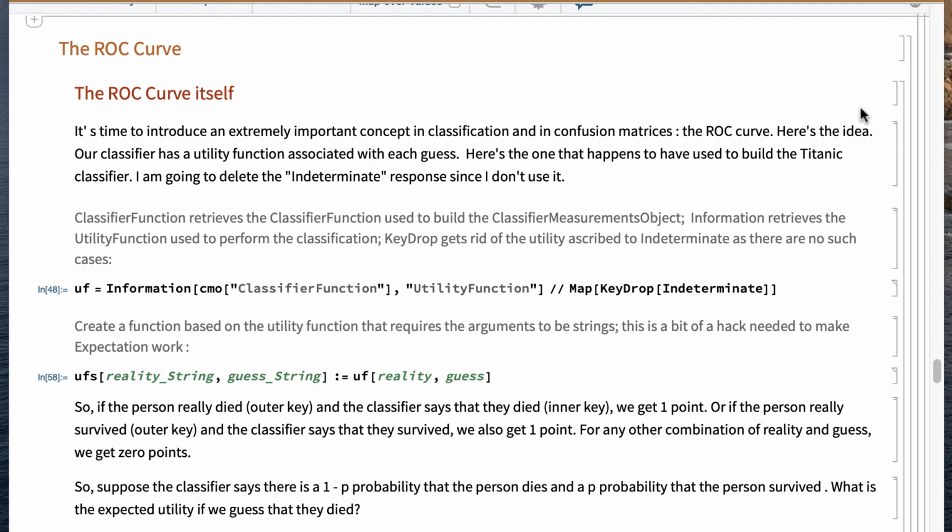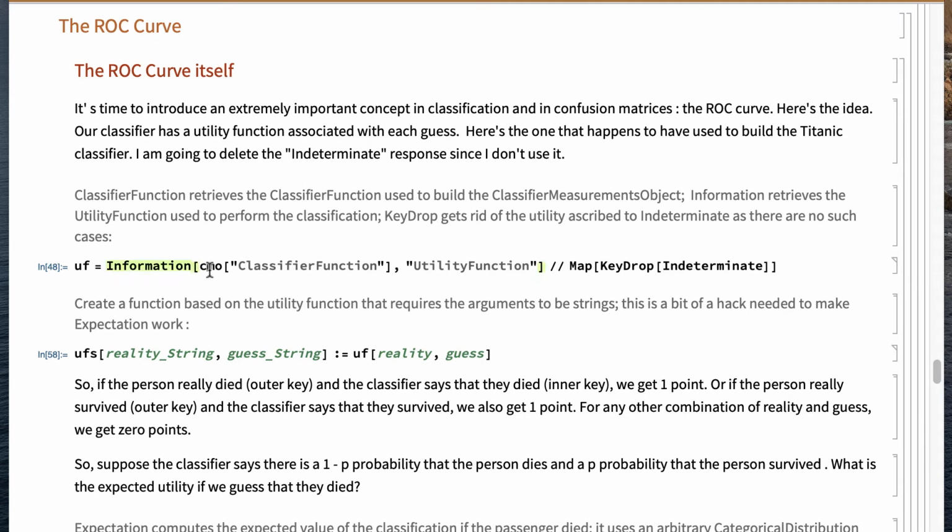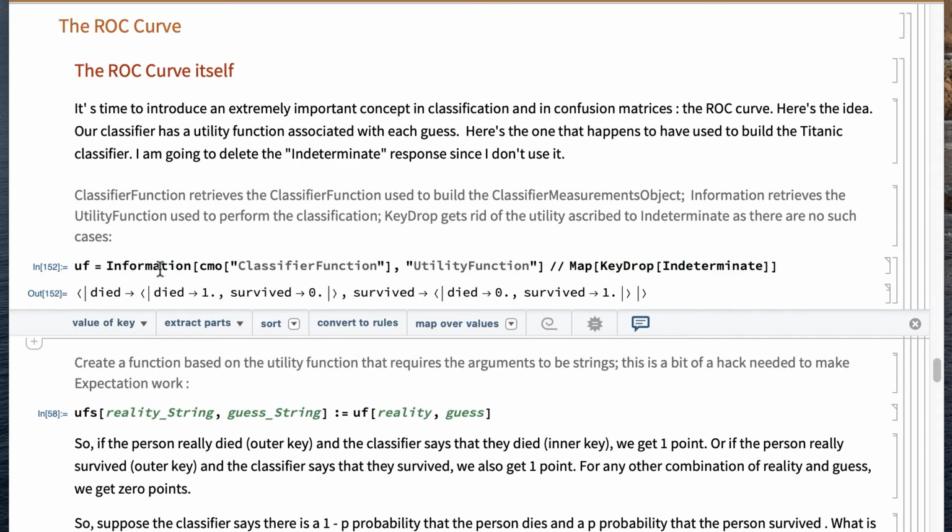Our classifier actually has a utility function that's sort of working behind the scenes when it tries to guess what each passenger is. There was one that was used to build the Titanic classifier. I'm going to show you what it is here. I'm going to say, hey, get me the classifier function that you used and tell me what utility function you used. I'm not interested in what it did with indeterminate cases because we don't do indeterminate in this class. So let's get that. All right, there it is.